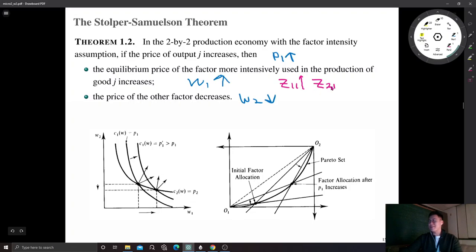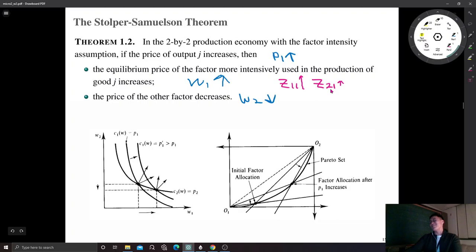But firm 1 is more intensive in factor 1, right? So the production of good 1 requires more factor 1 rather than factor 2. So the demand for factor 1 increases a little bit more than the demand for factor 2. Anyhow, the demand for each input increases, so we can anticipate the prices of both factors increase. W1 and W2 both increase because now the demand for both factors increases.